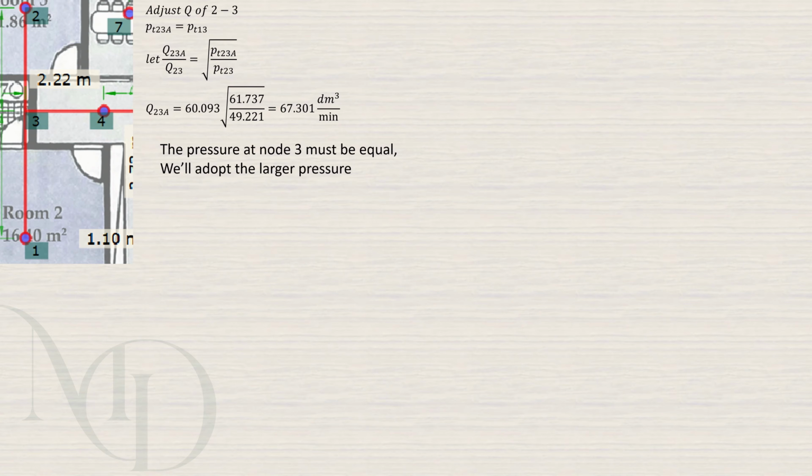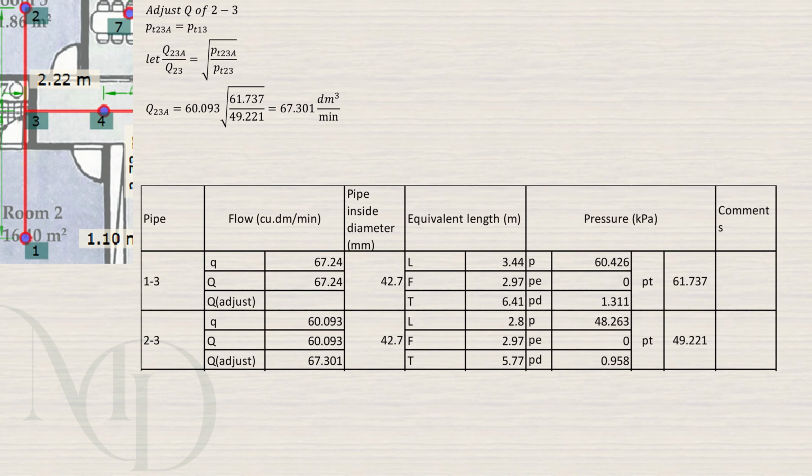The formula is a ratio and proportion between the adjusted and original discharge and the square root of the adjusted and original pressure. When we isolate the adjusted discharge, the formula becomes the original discharge multiplied by the square root of the adjusted pressure divided by the original pressure. Using this formula, we get an adjusted discharge of 67.3 cubic decimeter per minute for the pipeline that goes from node 2 to node 3. We then record this adjusted discharge value in our tabulation table.